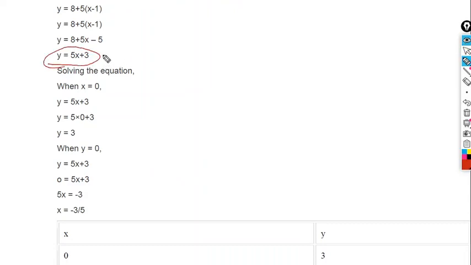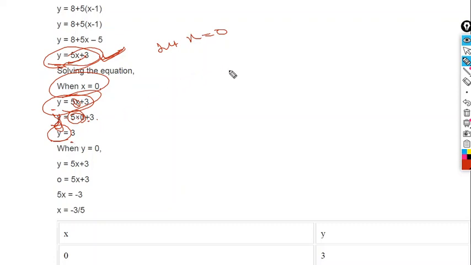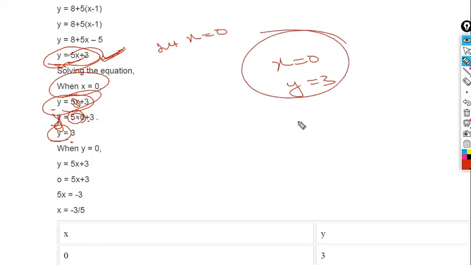Okay, so let's solve this, find the points now. Let x equal to 0. If x equal to 0, we have to put the value of x in this equation. y equal to 5x plus 3 is the equation. So y equal to 5 into 0, plus 3. 5 into 0 is 0, plus 3, so y equal to 3. That means for x equal to 0, y equal to 3. One point we get, that is 0, 3.